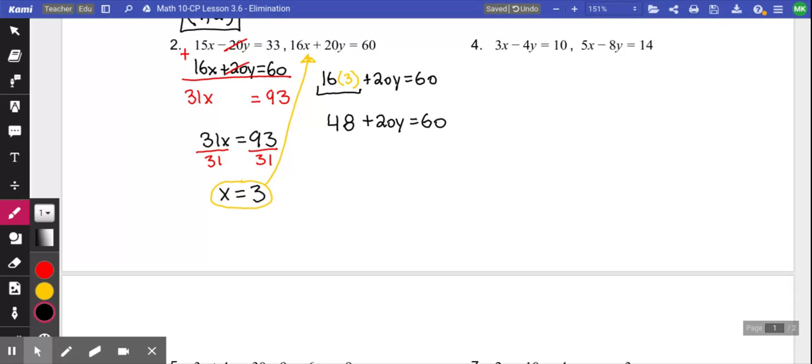Kenzie, what do you want to move first? I'm thinking subtract 48. Yes, move the 48 first, because this is a positive 48 being added to my y's, and we move addition or subtraction first. We need to subtract that 48 from both sides.